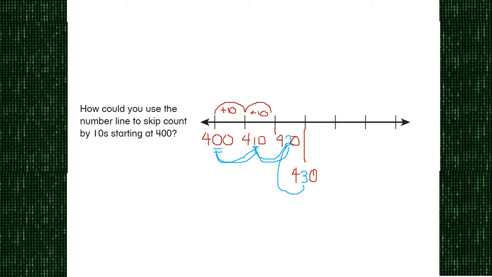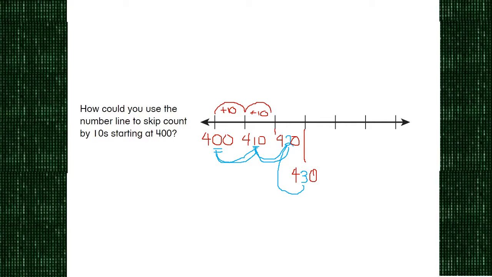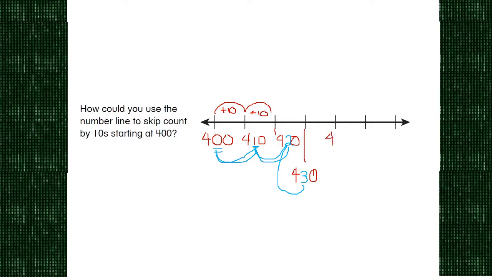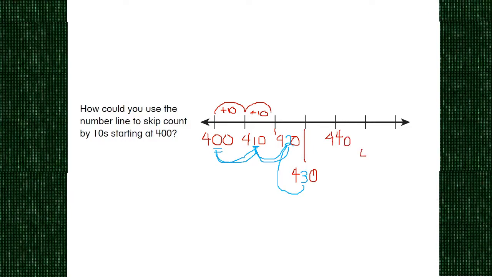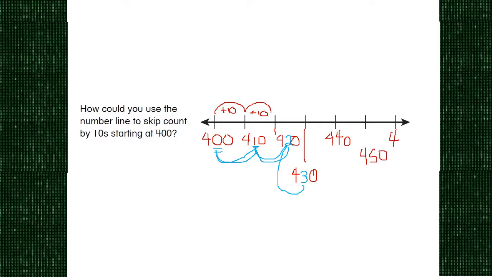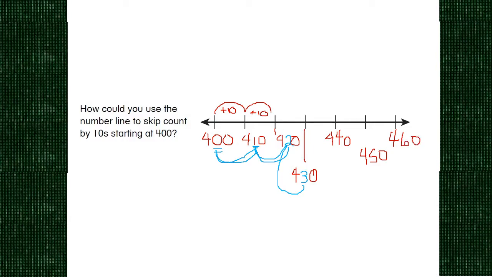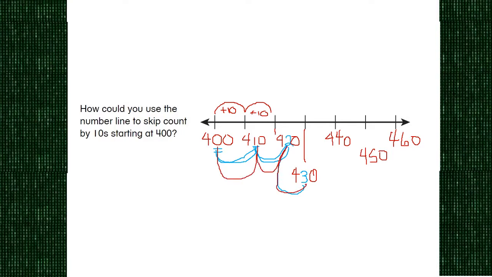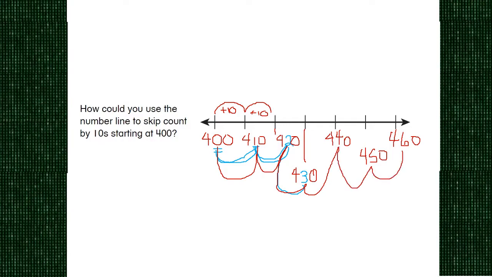What would the next 3 numbers be? You can pause if you need time to think about it. Okay, they'd be 440, and then 450. And I'm sorry my numbers are not very nice here. And then finally, 460. Okay, and if you follow the tens digit, it's just gone up by 1. 0, 1, 2, 3, 4, 5, 6, and that's it.